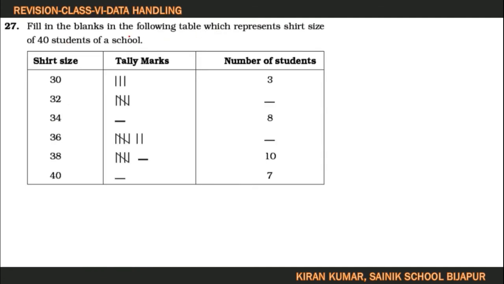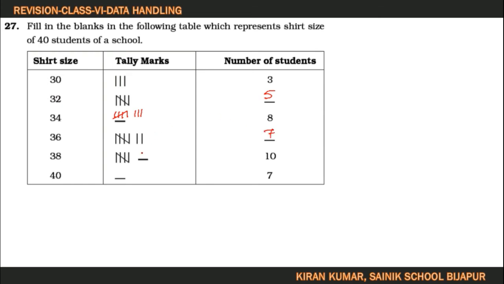Fill in the blanks in the following table which represents shirt size of 40 students of the school. Here in a few cases tally marks are mentioned, but the respective number of students is missing, which we need to write. Here 1, 2, 3, 4, 1 cross, so total it is 5. Next 8, how do we represent 8? 1, 2, 3, 4, 5, then 3 extra. The next one is 5 plus 2, 7.